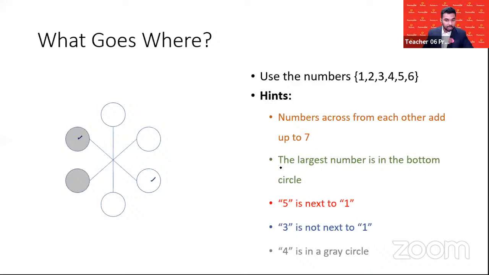The second hint says that the largest number is in the bottom circle. So I'll just, for the sake of this question, put the largest number here, which is 6. 5 is next to 1. 3 is not next to 1. And 4 is in a gray circle. So you have to pick up one of these circles and put 4 into it.